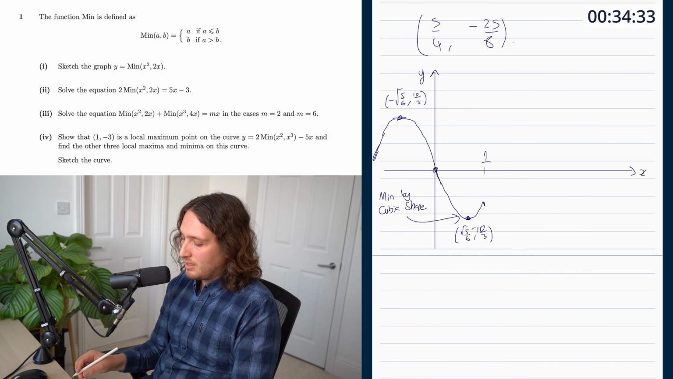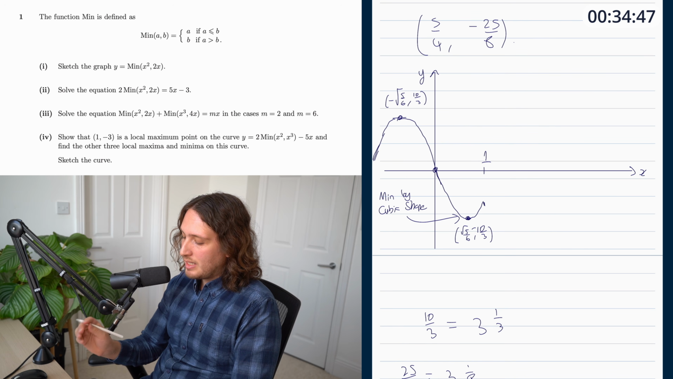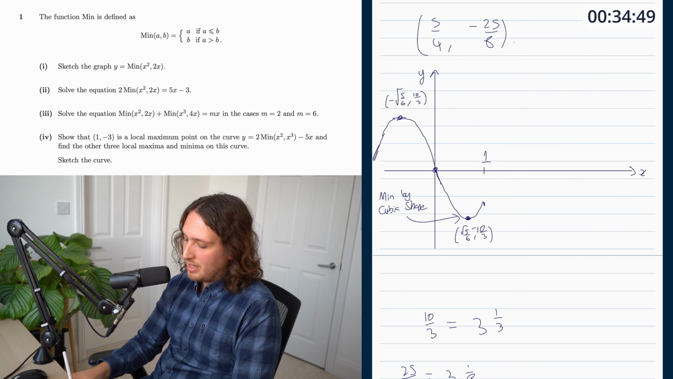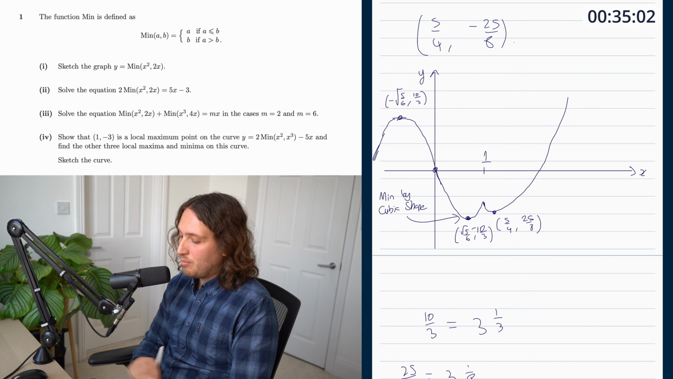So is that obvious? Well, 10/3 is what? It's 3 1/3. 25/8 is 3 1/8. So 10/3 is a bigger negative number, so it's not going to be as far down. Then I've got my other turning point at 5/4, 25/8, and then I zip off. And I think that's a completed graph.